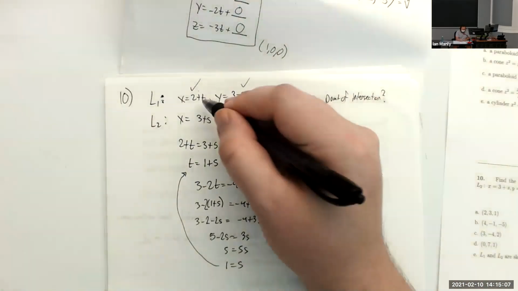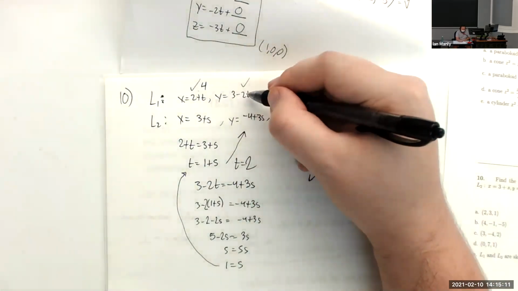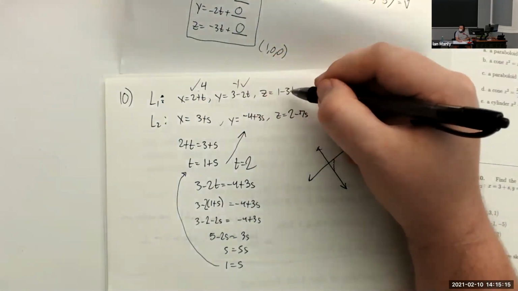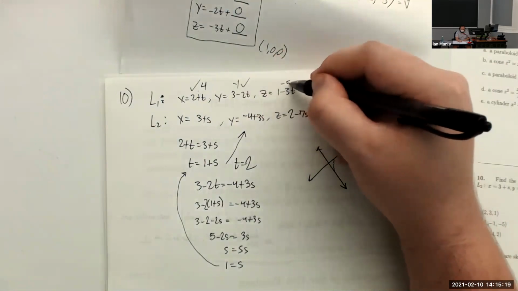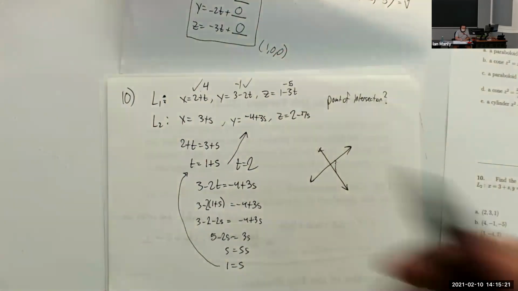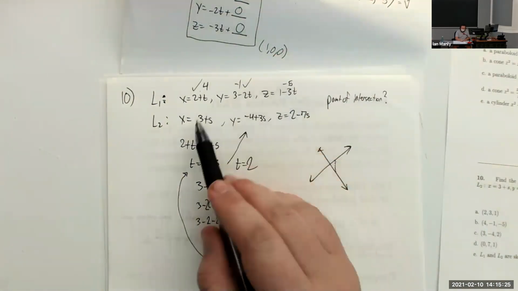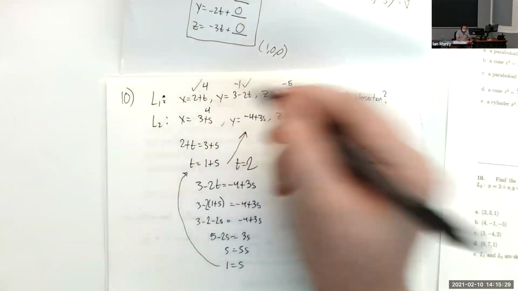We have t is 2 here. That means we're going to have x is 4. We have 3 minus 2 times 2, that's going to give us -1. And then we have 1 minus 3 times 2, that's going to give us -5. Hopefully, fingers crossed, we will end up getting 4, -1, -5 down here. Let's see. So I plug in s as 1, I get 4. Okay, good.